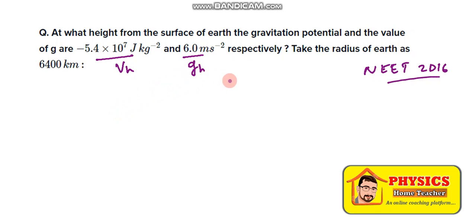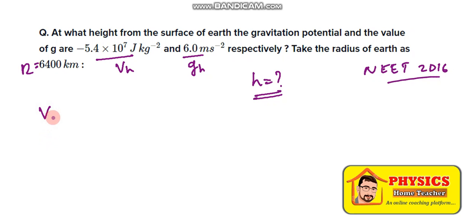That means you have to get the value of h, at what height from the surface of earth you will get potential equal to minus 5.4 into 10 power 7 and acceleration due to gravity equal to 6 meter per second square, and radius of earth is given. So you need to get the value of h. Okay, I think you know the expression for potential and acceleration due to gravity.